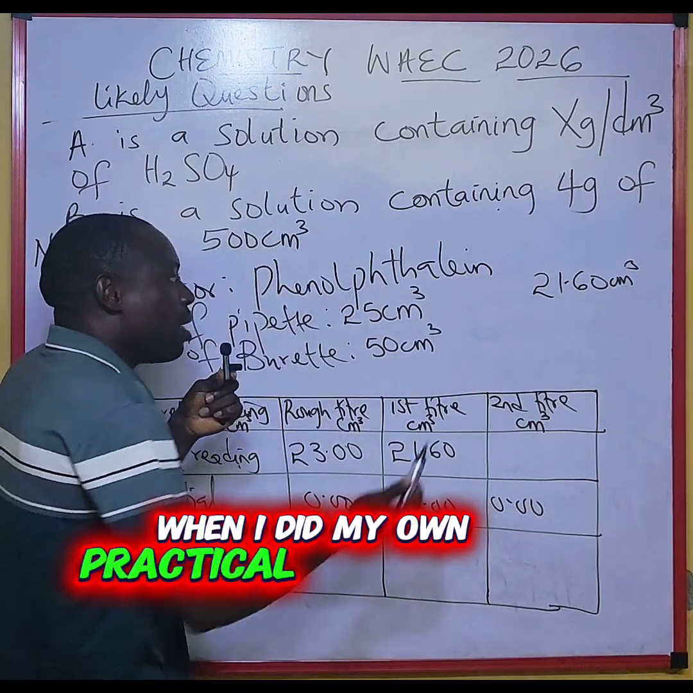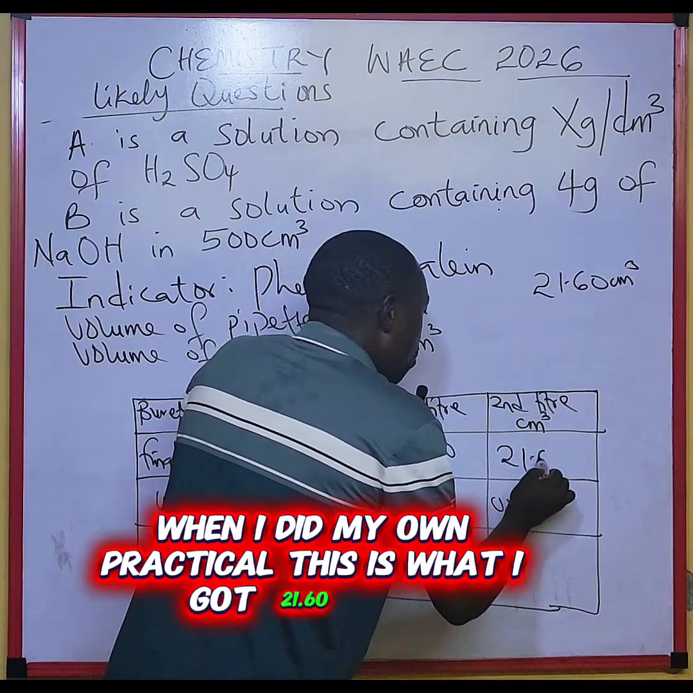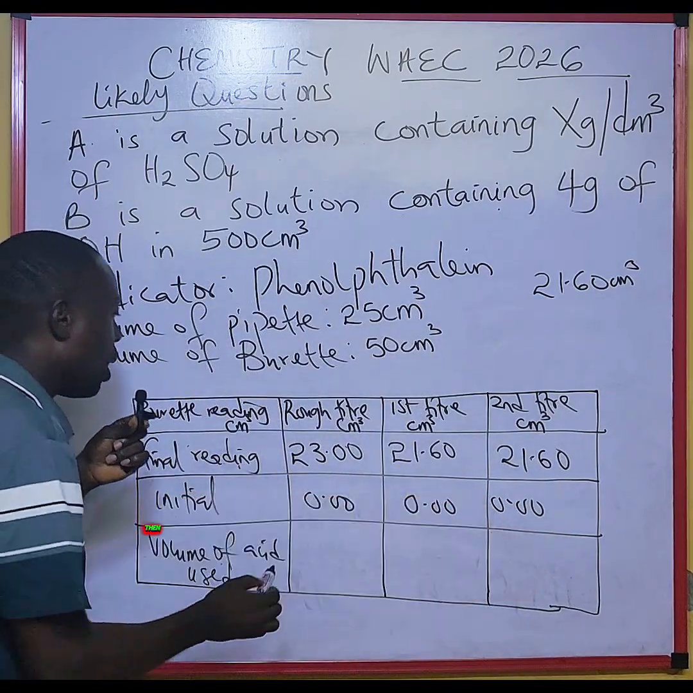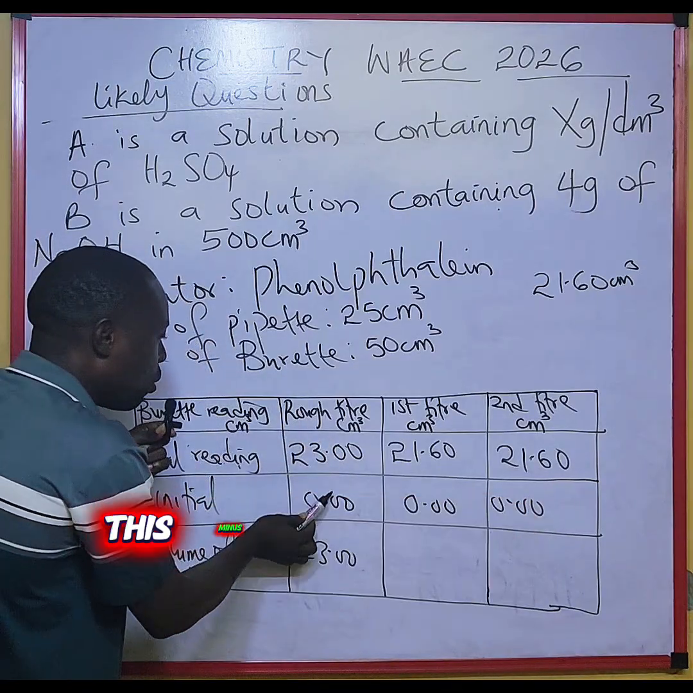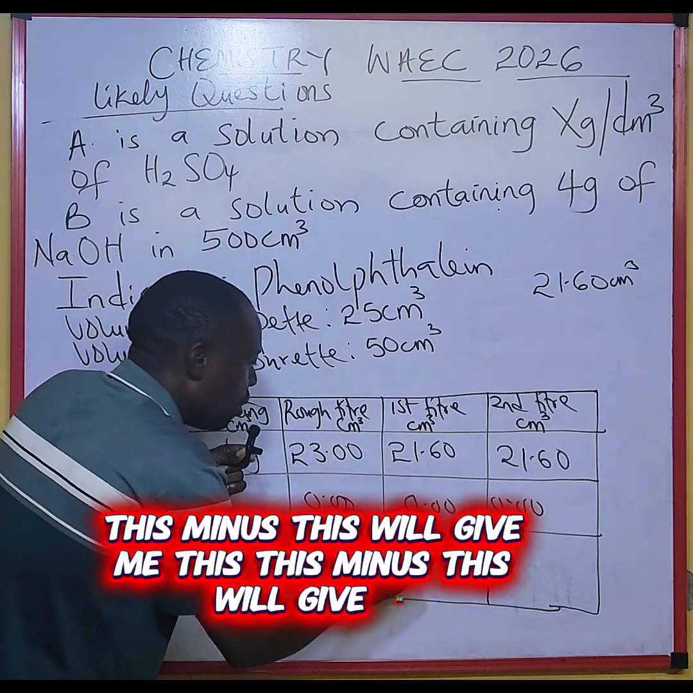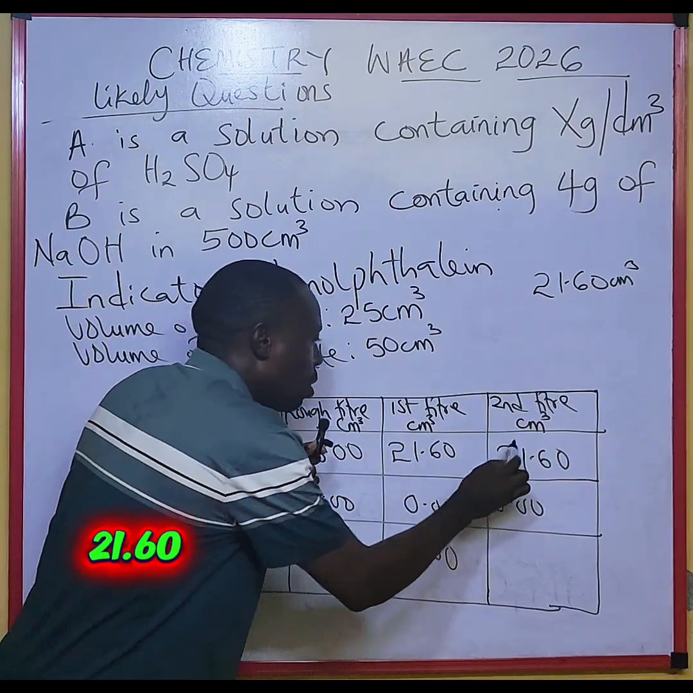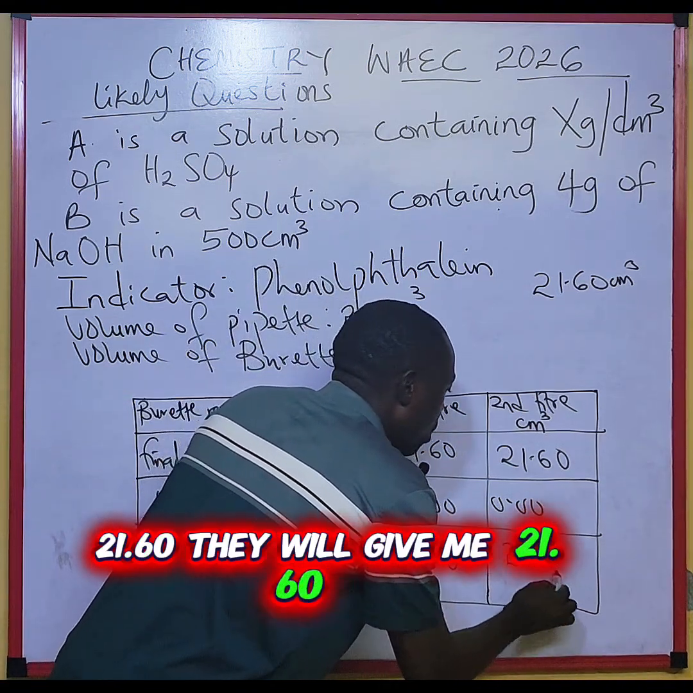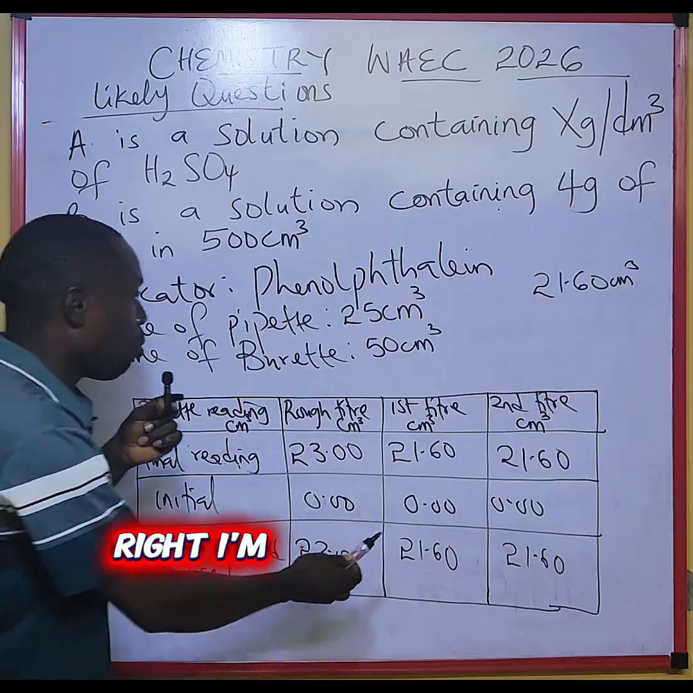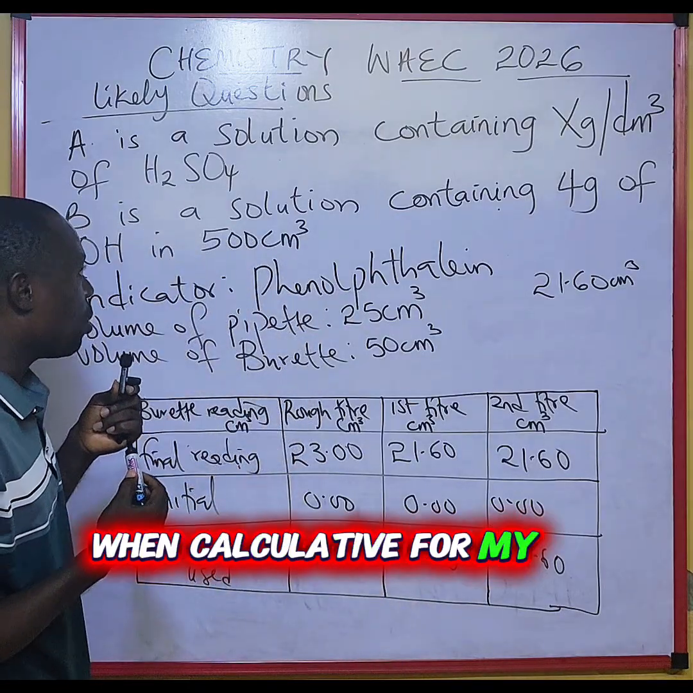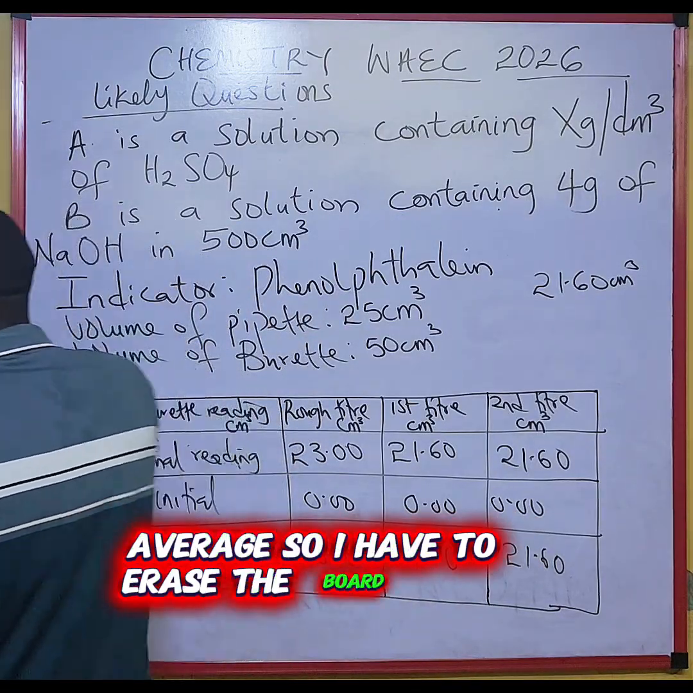When I did my own practical, this was what I got, 21.60, right? Then at the end, it will give me 23.0, because when you subtract this minus this, it will give me 21.60. Because these two values are close to themselves, I'm going to pick these two when calculating for my average. So I will have to erase the board again.